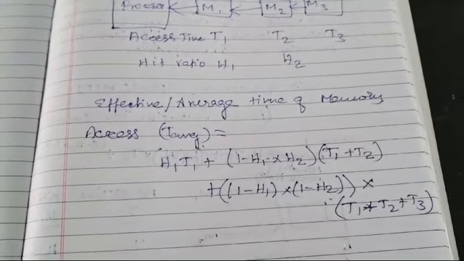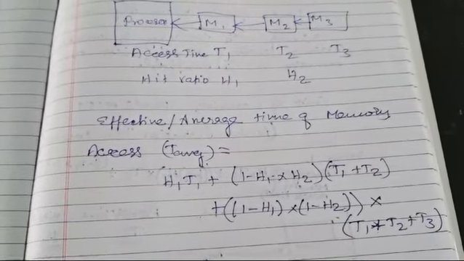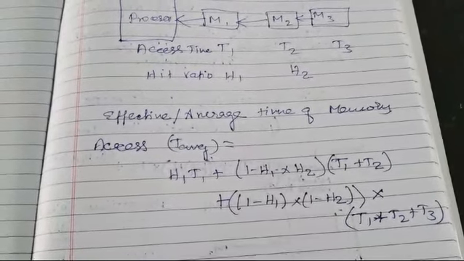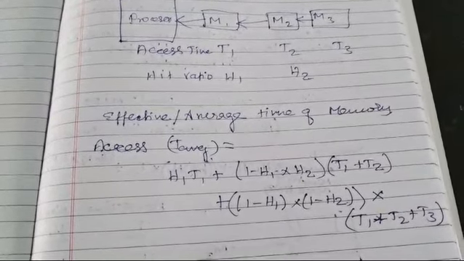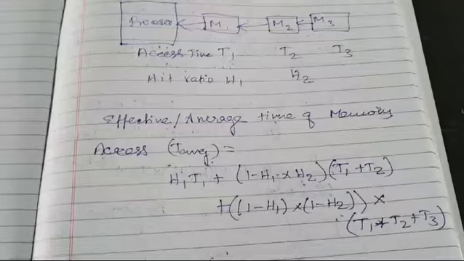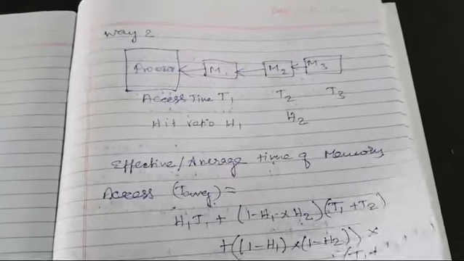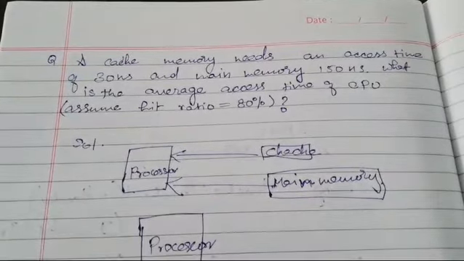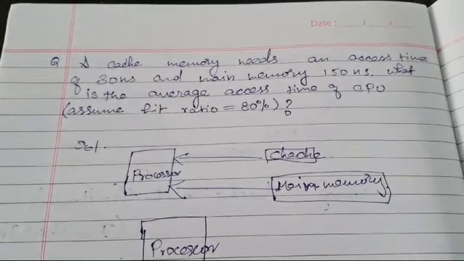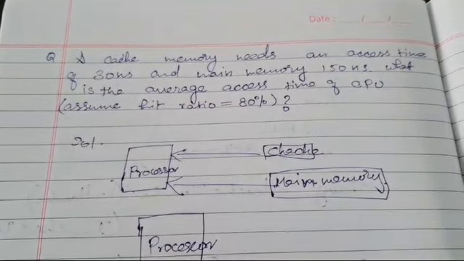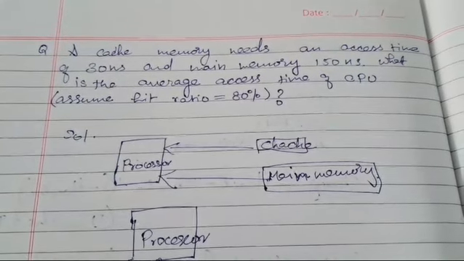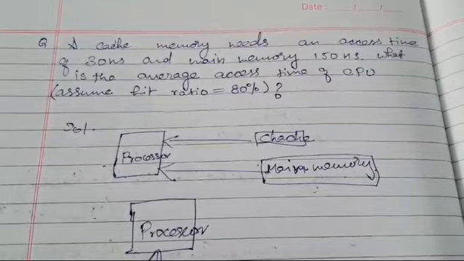So 1 minus H1 is not hit, and that is also multiplied by 1 minus H2, which is also not hit. Then we multiply by the three access times T1, T2, T3. Using this formula we can calculate the example. For example, a cache memory needs an access time of 30 nanoseconds and main memory 150 nanoseconds. What is the average access time of the CPU? Assume the hit ratio is 80%.